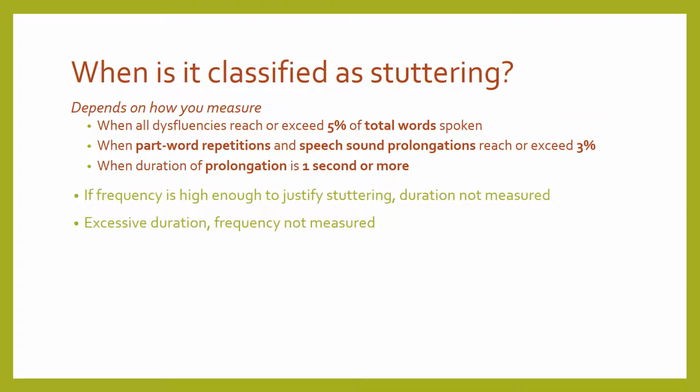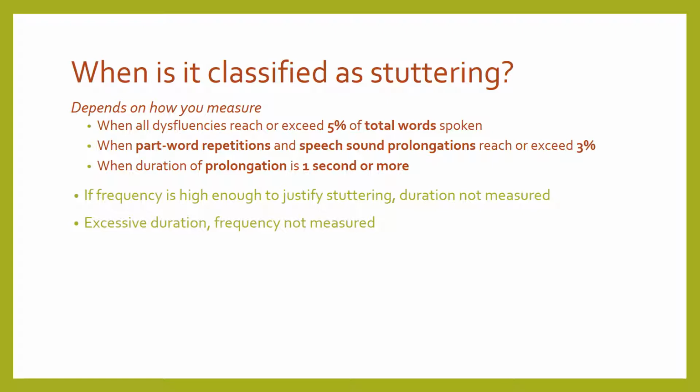So when we talk about really measuring the difference between normal disfluencies and stuttering, we say, again, the frequency, the type, and the duration, but it ultimately depends on how you measure, and it also depends on the listener. So when we're doing a speech sample of someone we suspect to be a stutterer or a person who stutters, then we can measure it as when all disfluency reach or exceed 5% of total spoken words. So if we take a 100-word sample and 5 of those words were disfluent, or 6 of those words were disfluent, then we can classify them as a person who stutters.